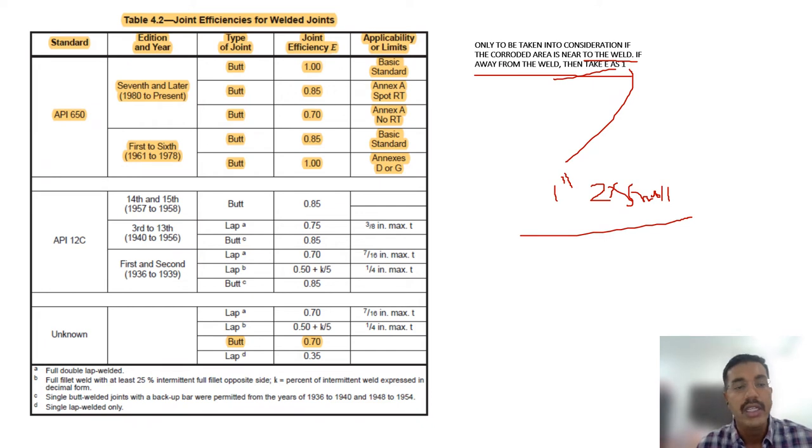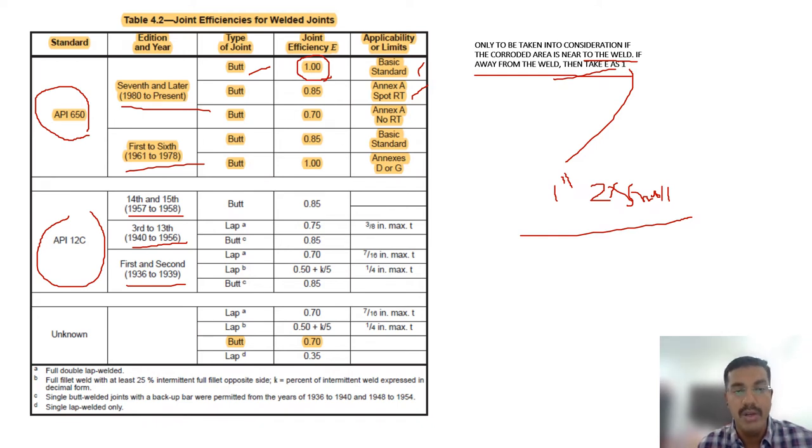Then how to find out? There are two things. You have to find out whether it is as per API 650 or API 12C. For API 12C, which year it was manufactured: 57 to 58, 40 to 56, 36 to 39. Or for 650, 61 to 78 or 1980 to present. When you find this, then find out whether it is for NDE or the basic standard. Then if it is a butt weld, find the value. Got it? All this information is available in the question, you just have to read the question properly. Follow Table 4.2 and find the value.